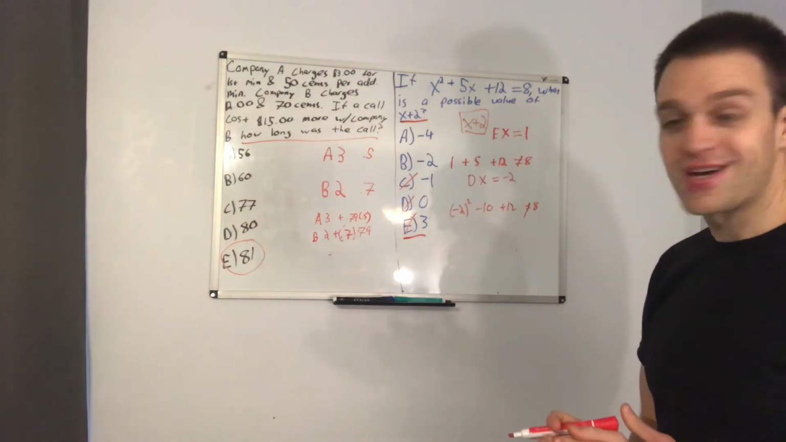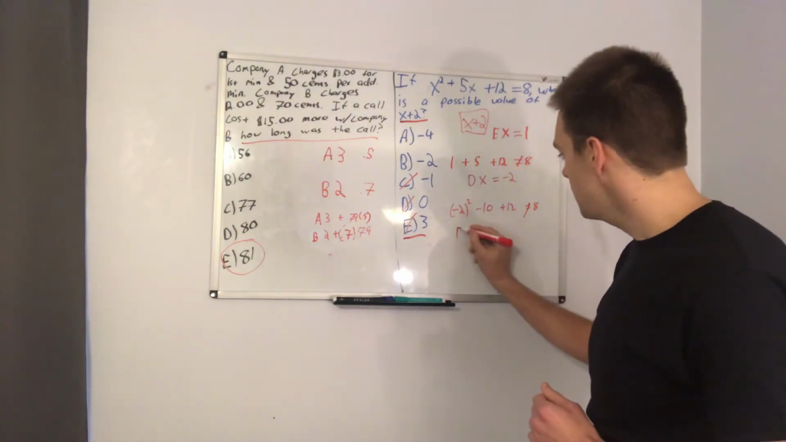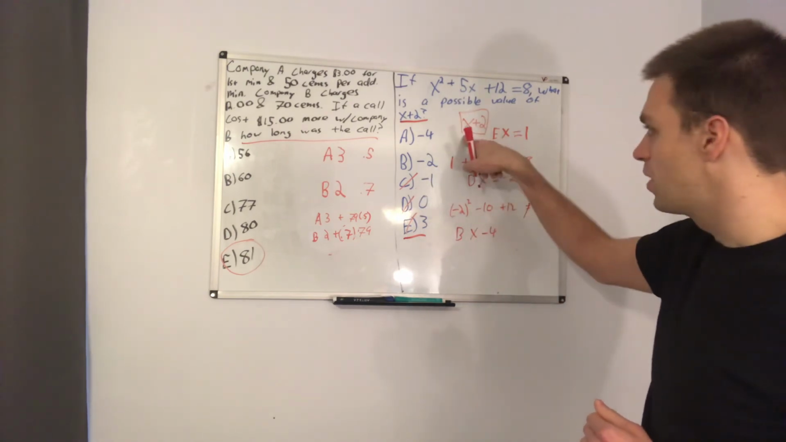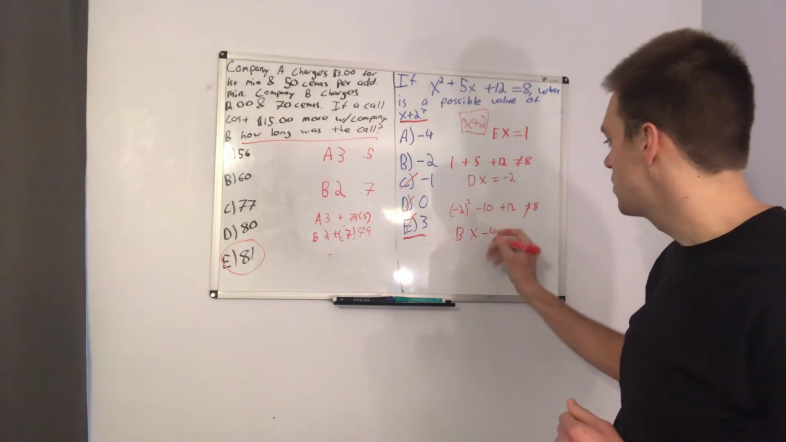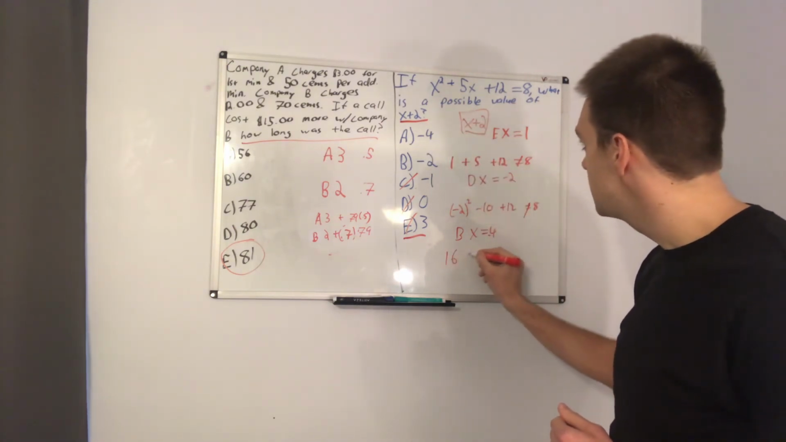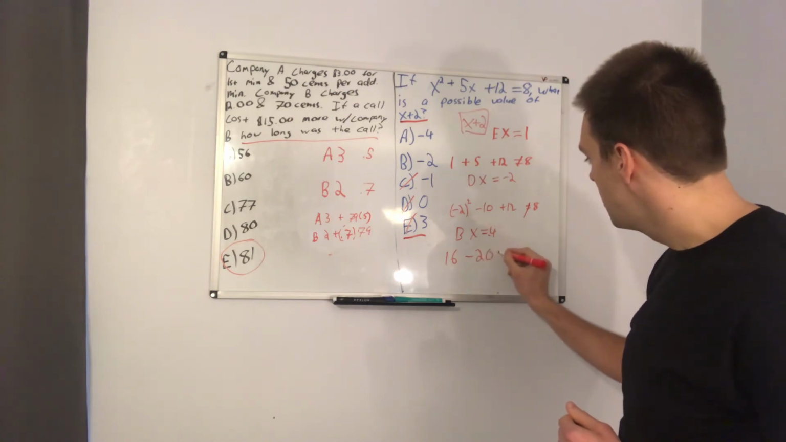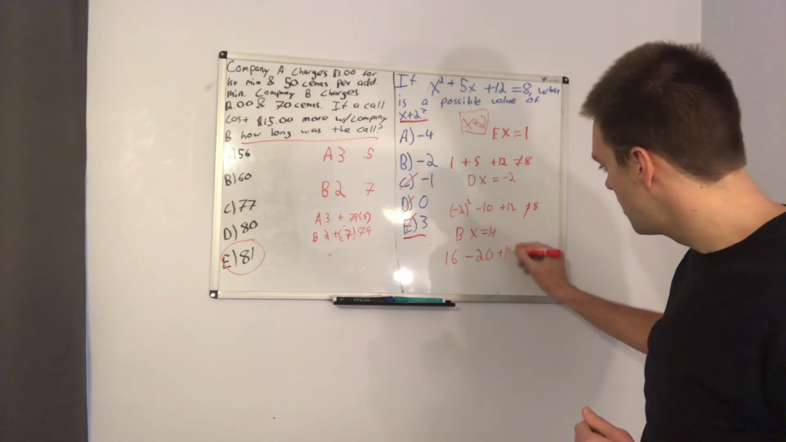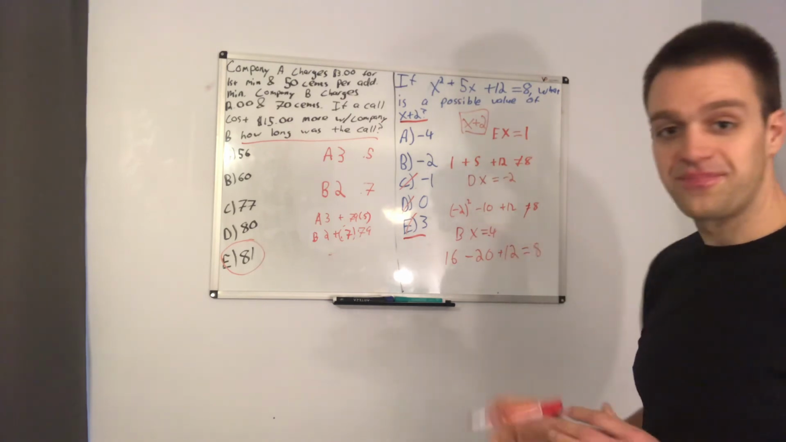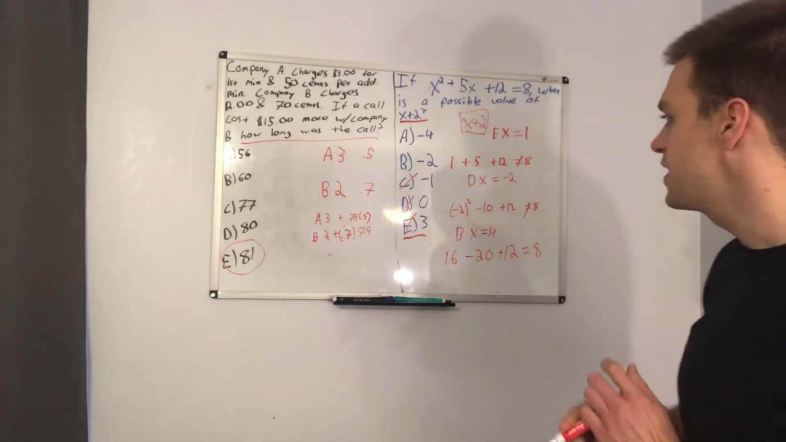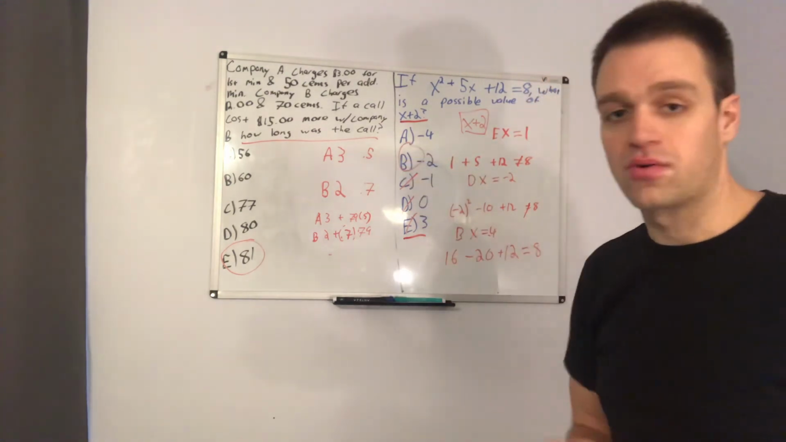And let's go ahead and test answer choice B now. So if we test B, we know that x is -4, since we're looking for what is x plus 2. So if x equals -4, we're going to have 16 minus 20 plus 12 equals 8. And we find that that is correct. We'd have 28 minus 20 is 8, and so we have the correct answer.